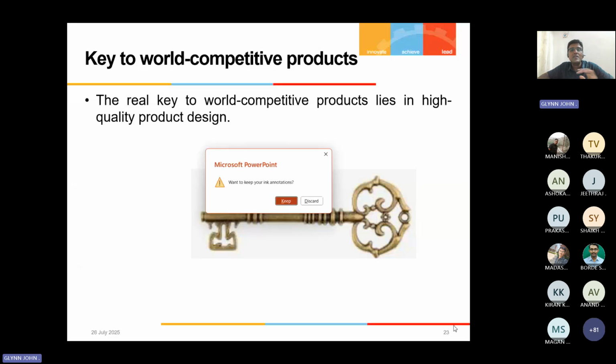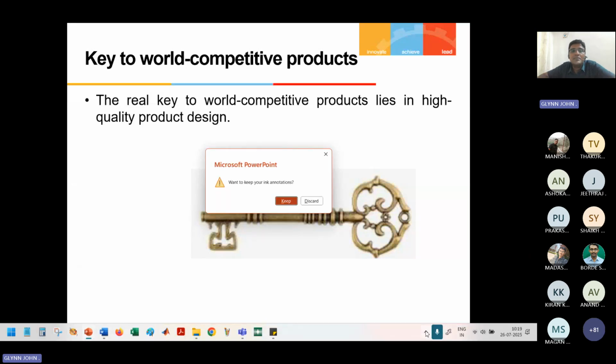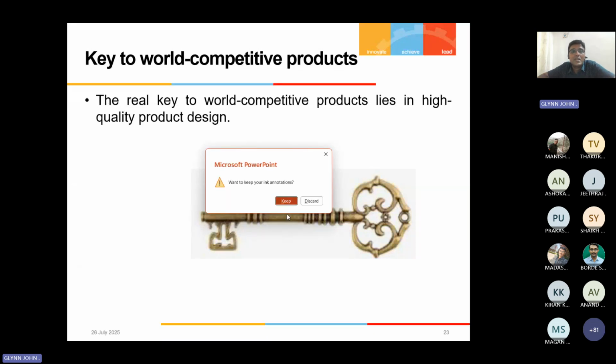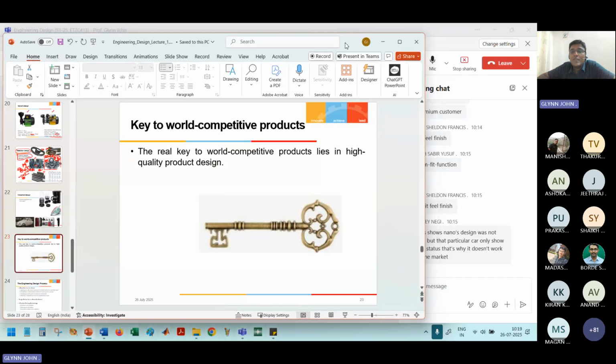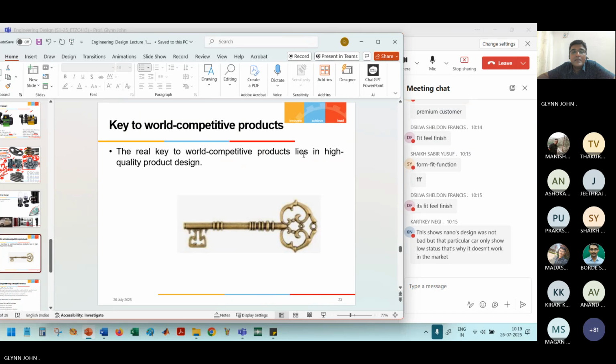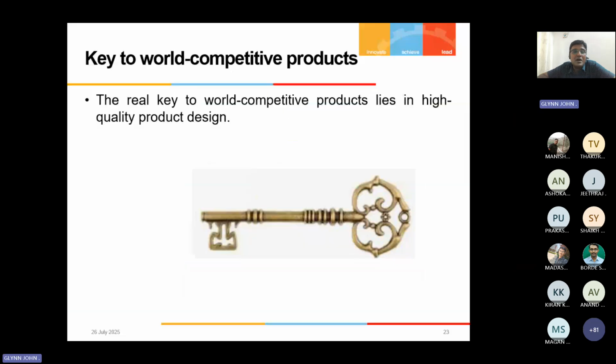Okay, so what is the key to world competitive products? What is the key, right? When you say world competitive products, that means you make a product and you sell it all over the world. Now many countries are actually doing that, right? They make a product, they sell it all over the world, and they make a lot of money, right?